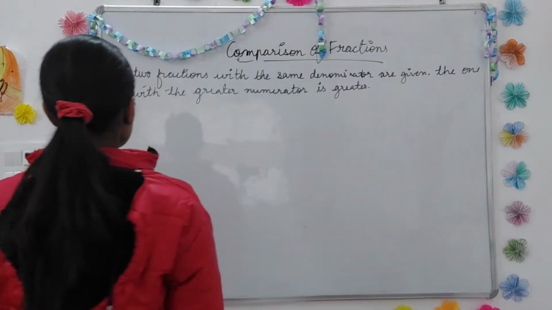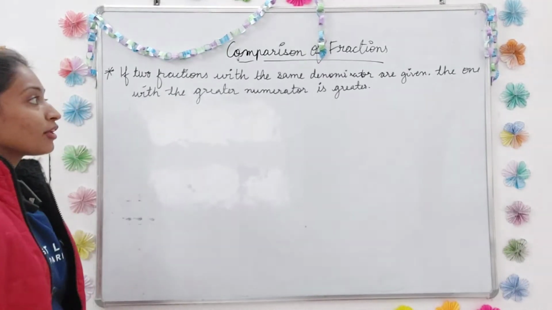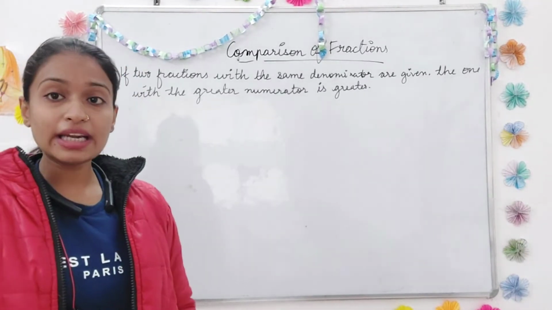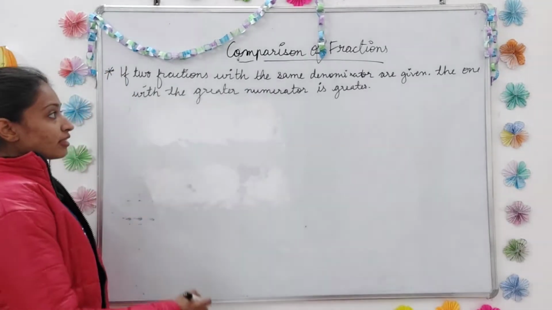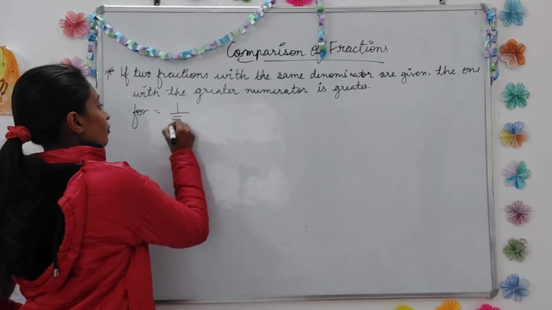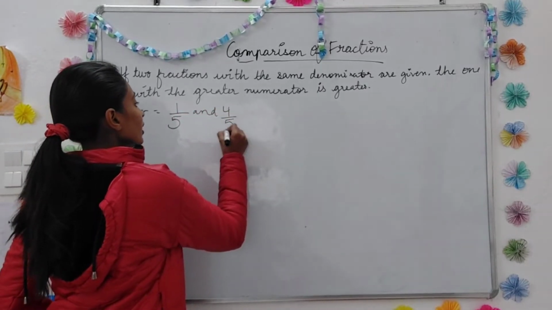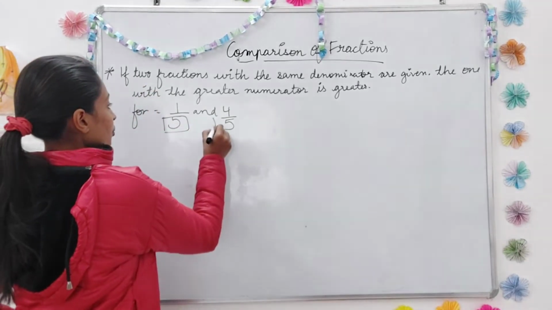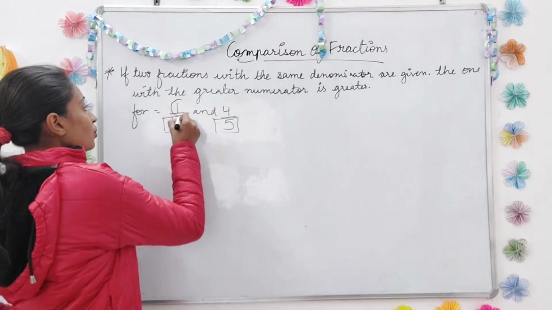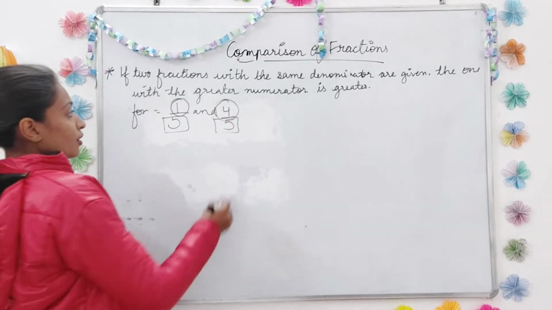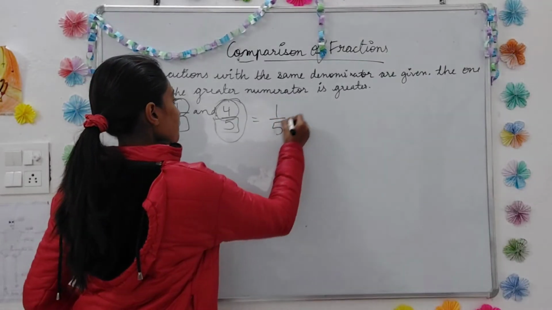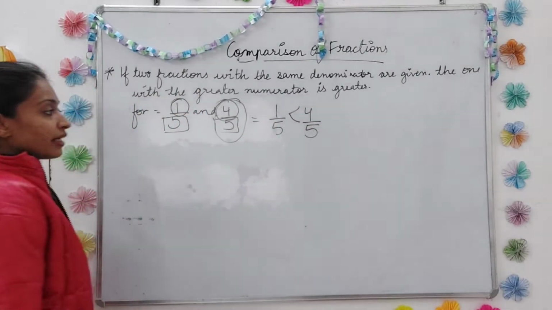This means that if you have two fractions that have the same denominator, the fraction that has the greater number as the numerator is the greater. Okay, for example, you have 1 upon 5 and 4 upon 5. So here we have the same number as denominator. So we will check whose numerator is greater. Here the numerator 4 is greater, so 4 upon 5 is the greater fraction.